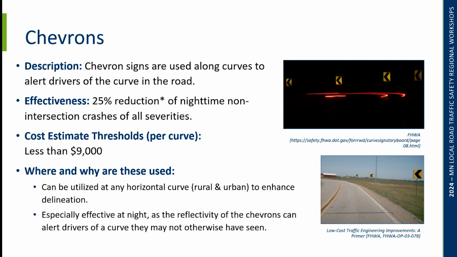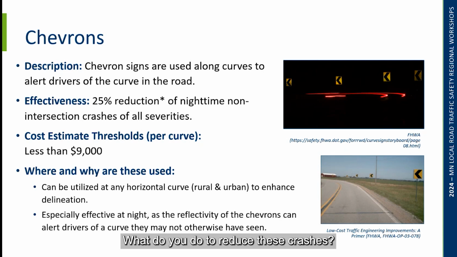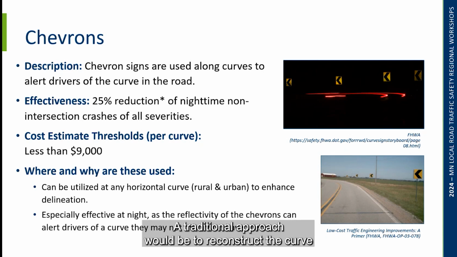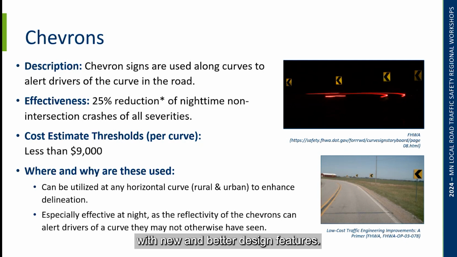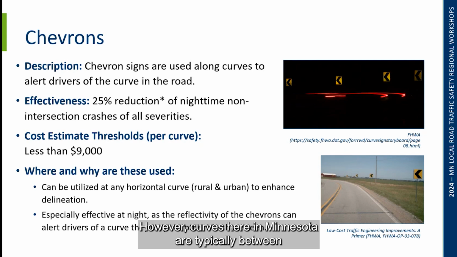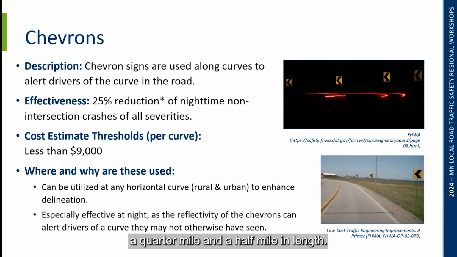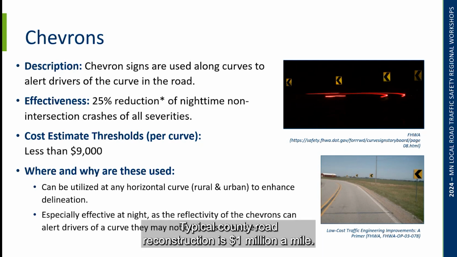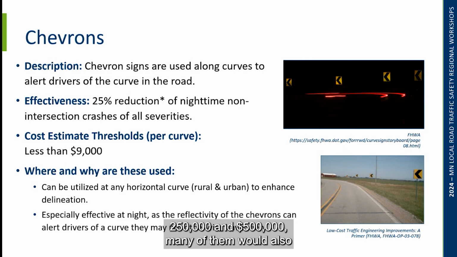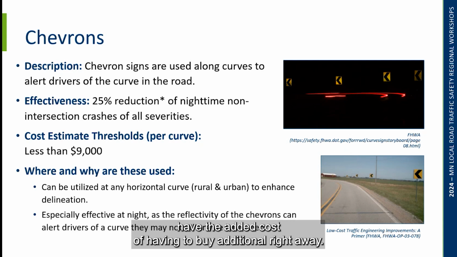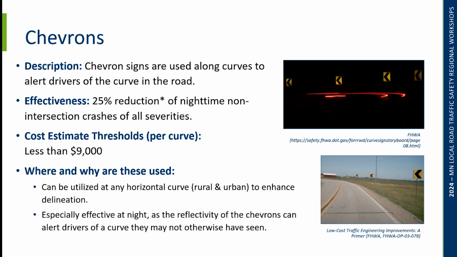And then the second consideration, what do you do to reduce these crashes? A traditional approach would be to reconstruct the curve with new and better design features. However, curves here in Minnesota are typically between a quarter mile and a half mile in length. Typical county road reconstruction is $1 million a mile. That means a typical curve reconstruction would cost between $250,000 and $500,000. Many of them would also have the added cost of having to buy additional right-of-way.